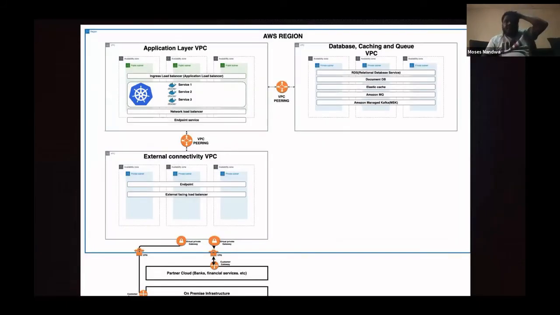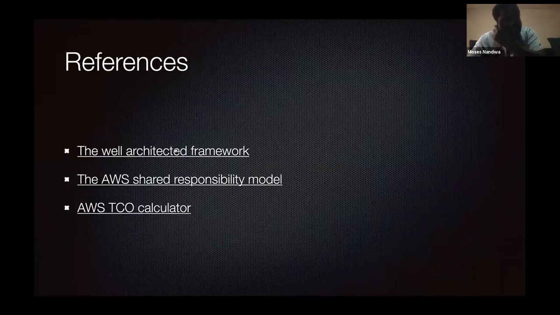So the final thing is the references, and then I'll go to the references which are there. The well-architected framework is a diagram I've shared. The shared responsibility model, again, is a diagram that I've shared before. And then there's a TCO calculator that is available. There's a link over there. What it basically does is it enables you to compare the costs that you're getting right now by running stuff in a co-location space or in an on-premise setup, and compare that with AWS. It can give you a good estimate.